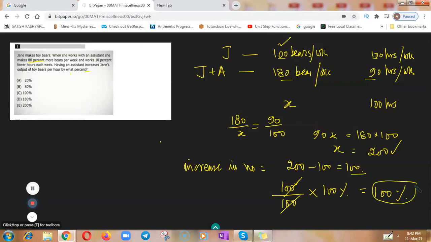Some of the students might get confused and they will mark this answer as the correct option, but it is wrong. This says by what percent the output of toy beer per hour is increased. So the increase is only 100, not 200. So this is going to be the right option. Option C is going to be the right answer.